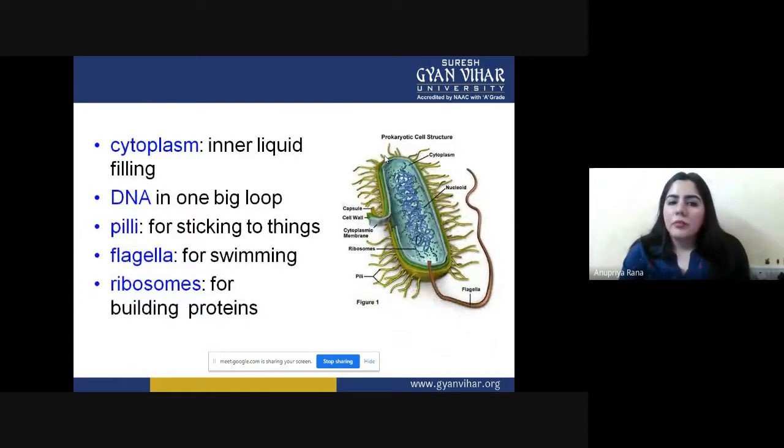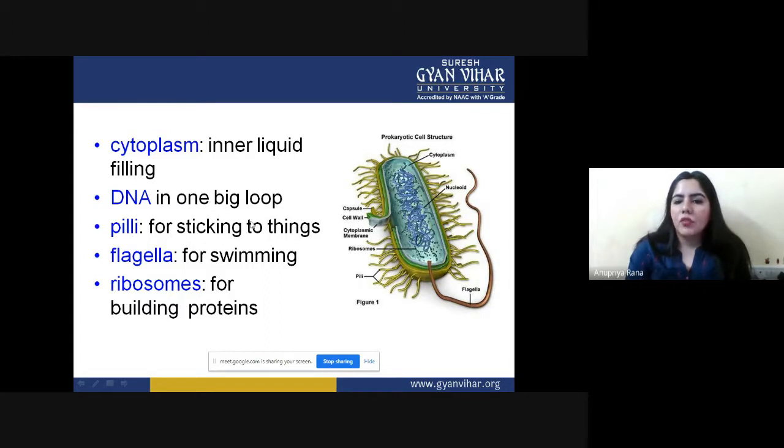Now the cytoplasm, this is the inner liquid filling, okay? Anything which is present inside a cell is basically floating inside this inner liquid filling. DNA is one big loop. You can see this inner blue material, the whole blue material. This is the DNA that is spread out throughout the cytoplasm. So this DNA is basically a big loop present inside the cytoplasm.